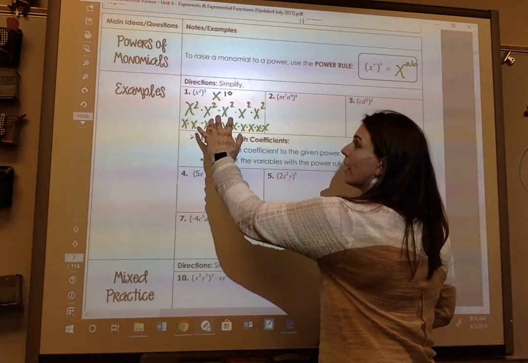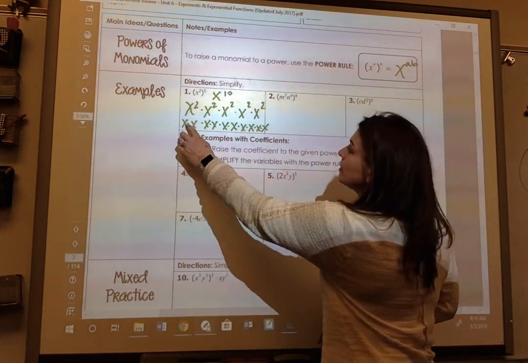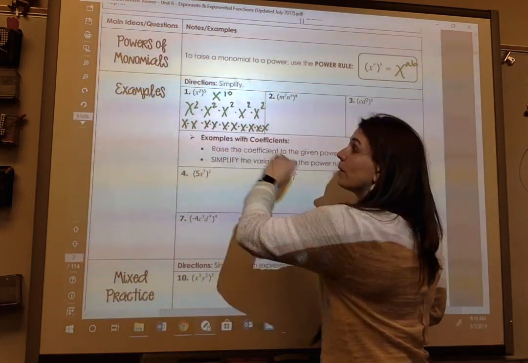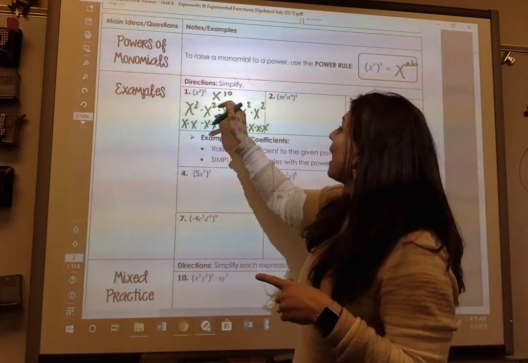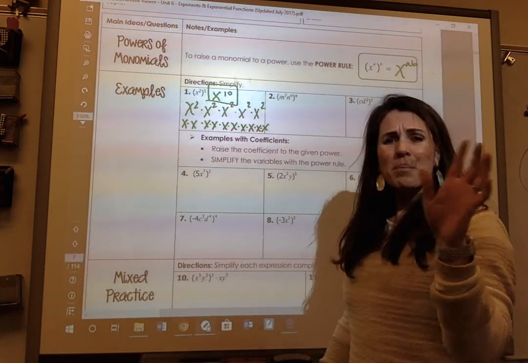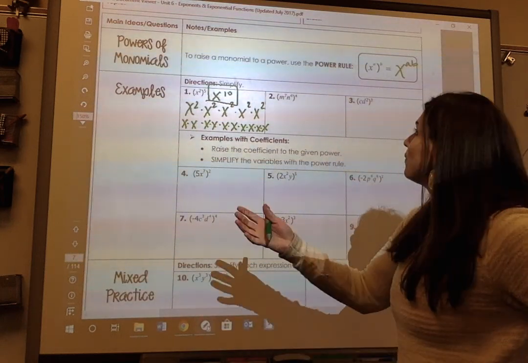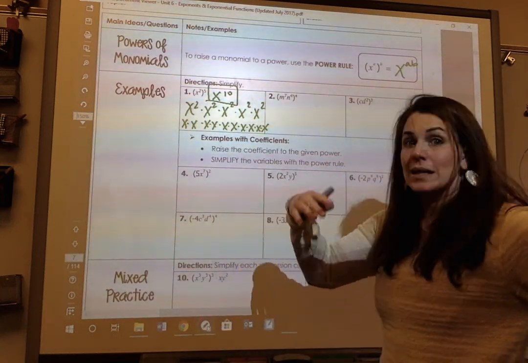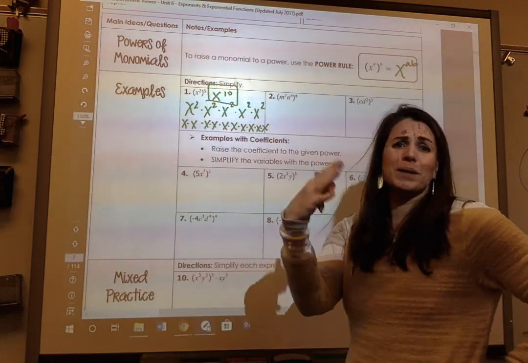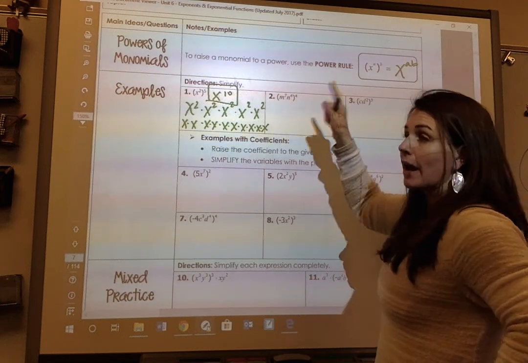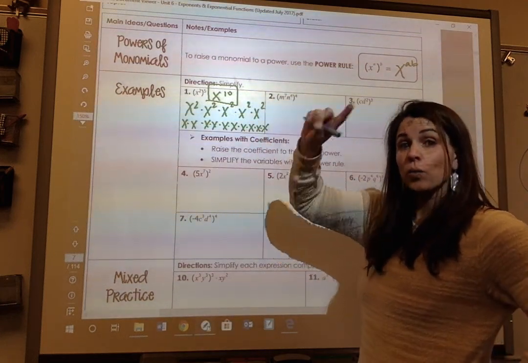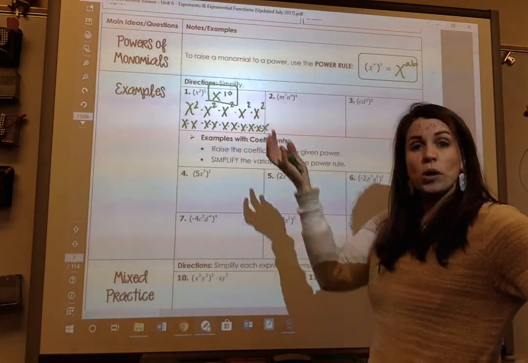So if we broke it down like a factor tree and listed all my factors, this is what it would come down to. And no matter which way we looked at it, it would be x to the 10th power. But we don't want to work with that when we have something like, raised to the 50th power. It would be too long to write that in expanded form. So that's why we have that rule. Anytime you have an exponent raised to a power, we multiply.